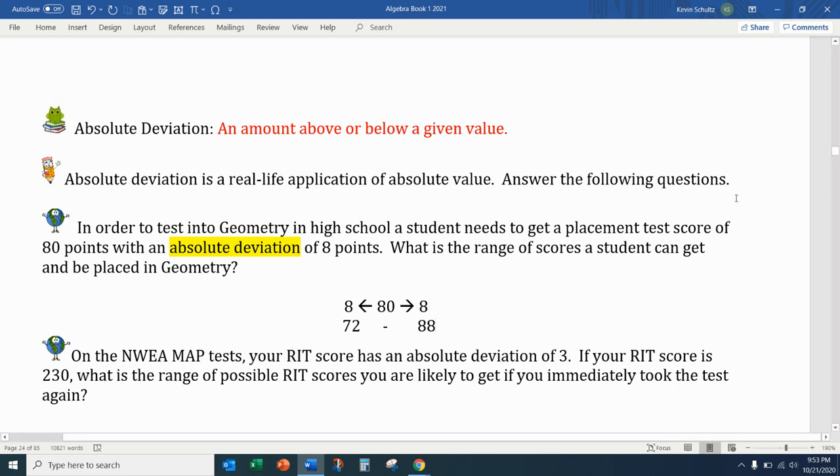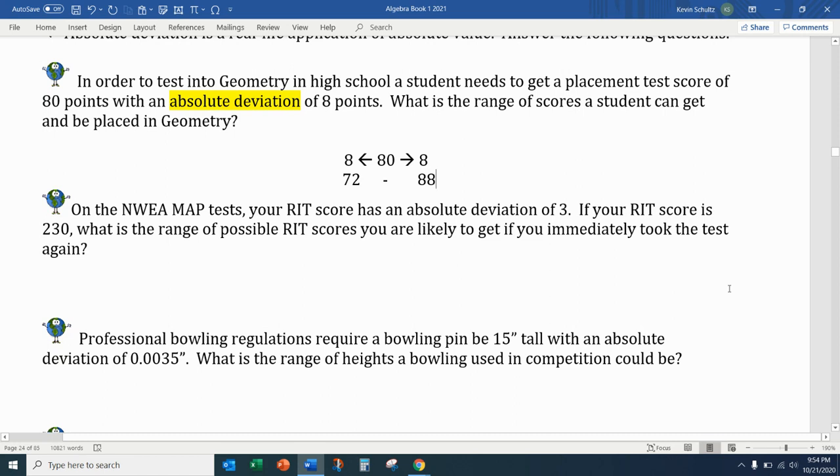The next one, on the NWEA MAP tests, your RIT score has an absolute deviation of 3. If your RIT score is 230, what is the range of possible RIT scores you're likely to get if you immediately took the test again? Funny thing about those RIT scores is that they all have an absolute deviation of 3, meaning that if you took the test immediately again or the next day, you would, with a very high percentage chance, get a score within 3 of your original score. So in this case, that amount is 3 and the given value is 230. What's your range of scores you would get?